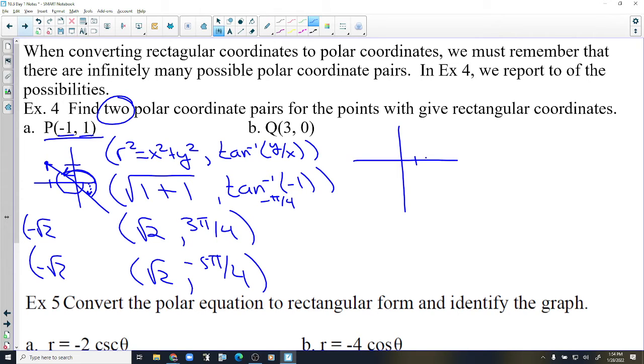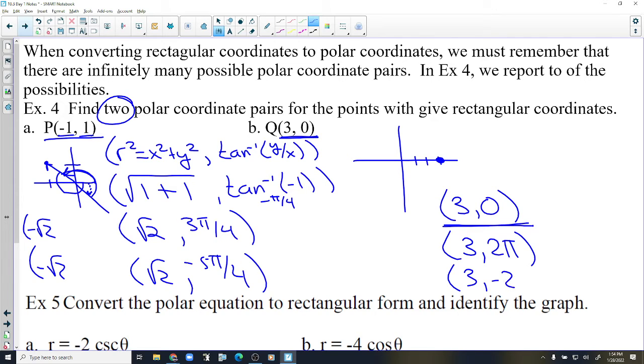3, 0. Well, I don't really need the tools for this. It's on a circle of radius 3 with 0 radians. So it looks like it's the exact same thing. Of course, they're the same numbers, but they mean 2 different things. This is an x of 3 and a y of 0. This is an r of 3 and an angle that's 0. The other one could be 3 and 2 pi, just go all the way around the circle. We could have 3 and negative 2 pi also. That's another one.